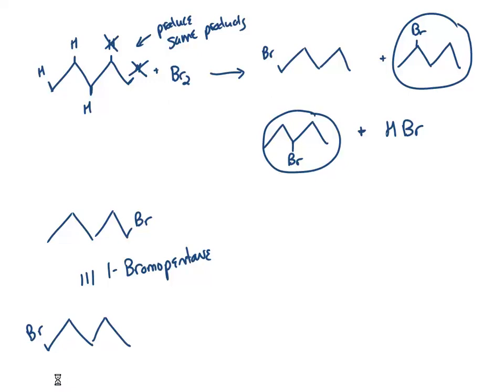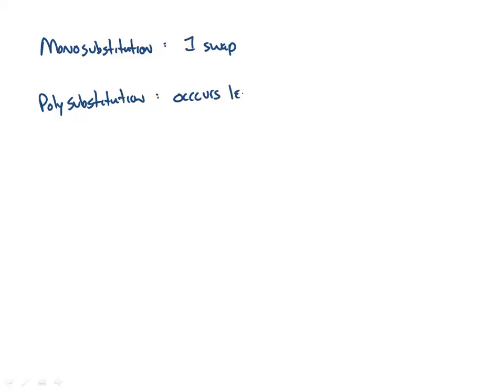So those reactions are called monosubstitution. And that means we only have one swap. We can have polysubstitution, but it occurs less frequently. I think I have an extra C in there. And it's complicated. So what that means is that we ignore it.